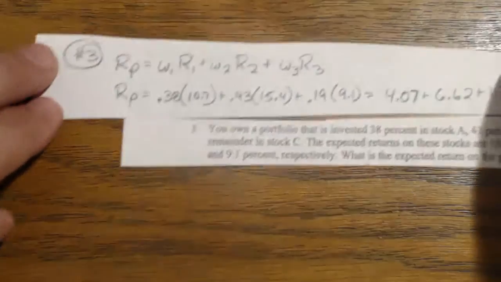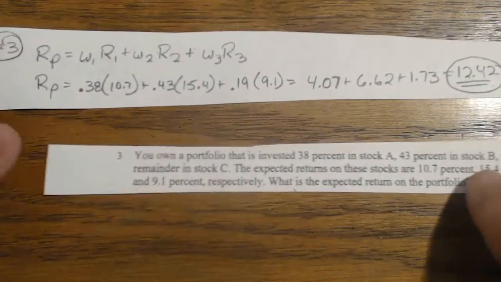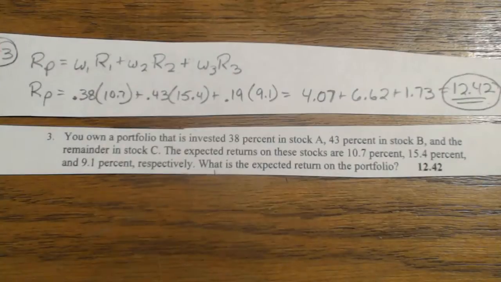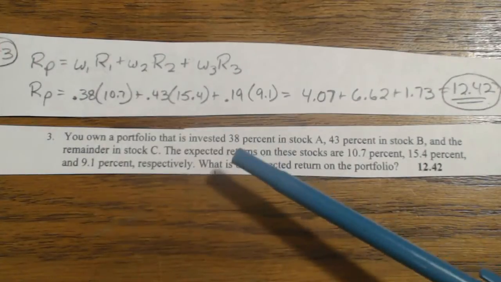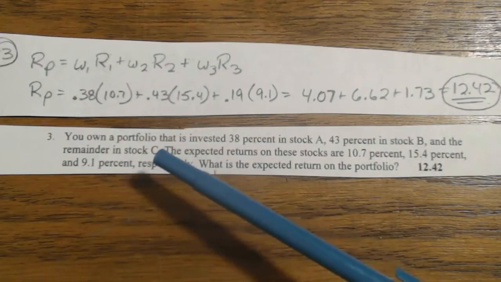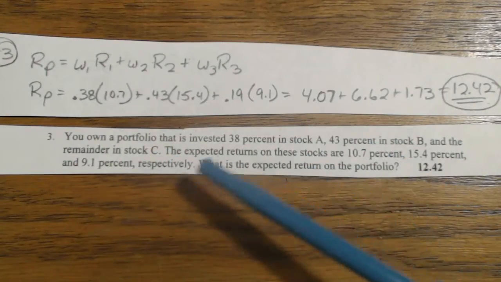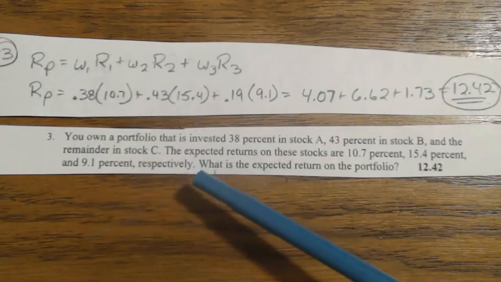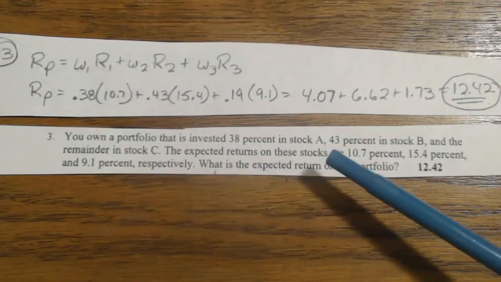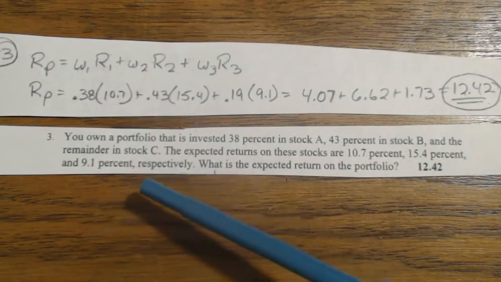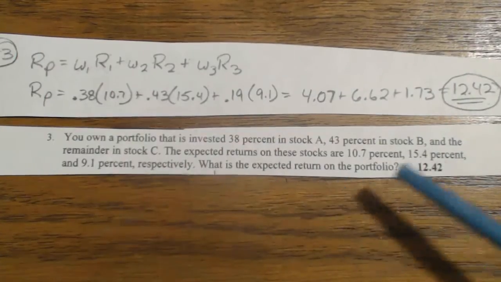Okay, problem number 3. We'll knock 3 of these out with one video. You own a portfolio that is invested 38% in stock A, 43% in stock B, and the remainder in stock C. Obviously, you just take 100% minus those two, and you can get the percent for stock C. So that's its weighted average, right? The expected returns on these stocks is 10.7, 15.4, and 9.1 respectively. What is the expected return on the portfolio?